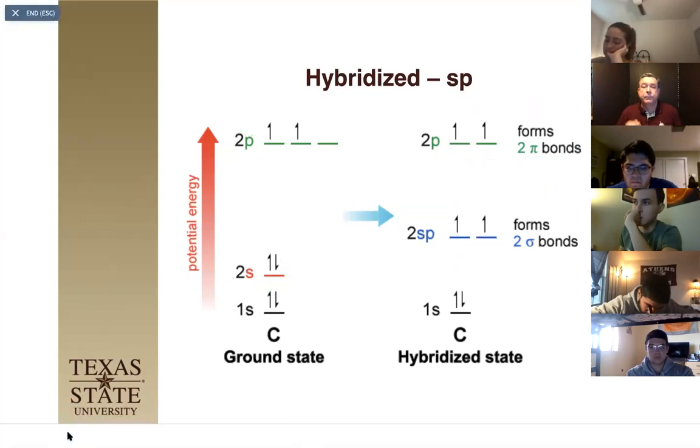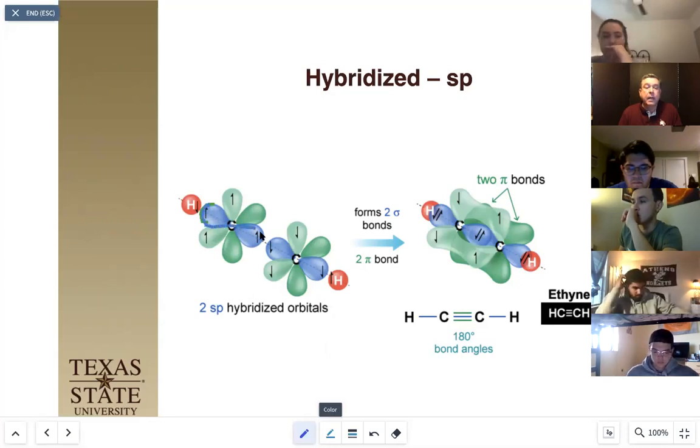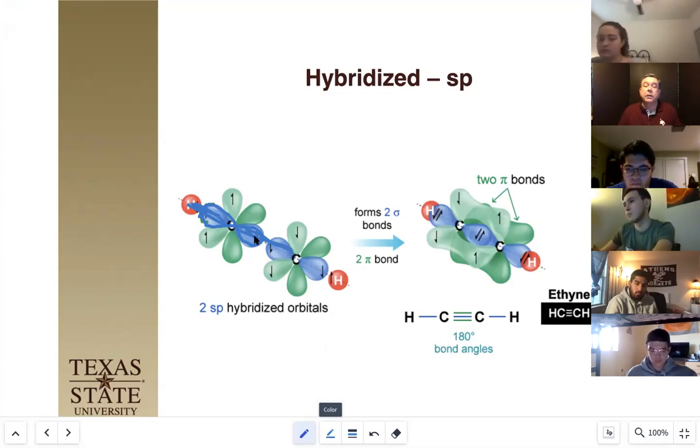So what does that look like? The blue orbitals here are the ones that are sp hybridized. And so they create a linear space right here, and they do the sigma bonding between the hydrogen on the end here and the other carbon. So those sp hybridized orbitals are the ones doing the sigma bonding. The sp2 hybridized orbitals are the ones doing the sigma bonding. The sp3 hybridized orbitals are the ones doing the sigma bonding. The leftover unhybridized p's are the ones that are going to do the pi bonding.